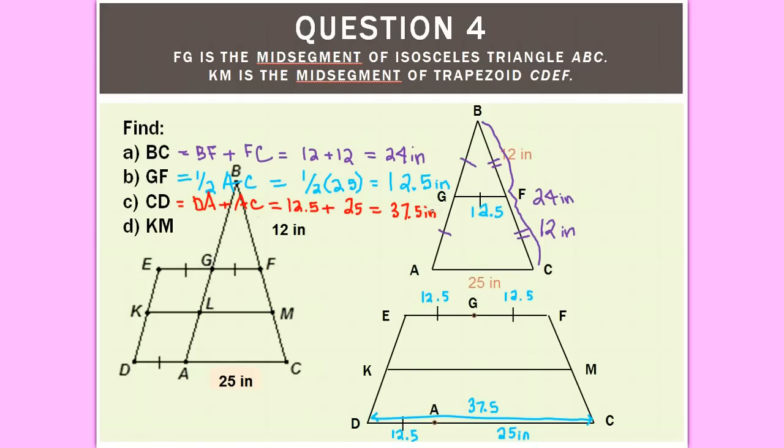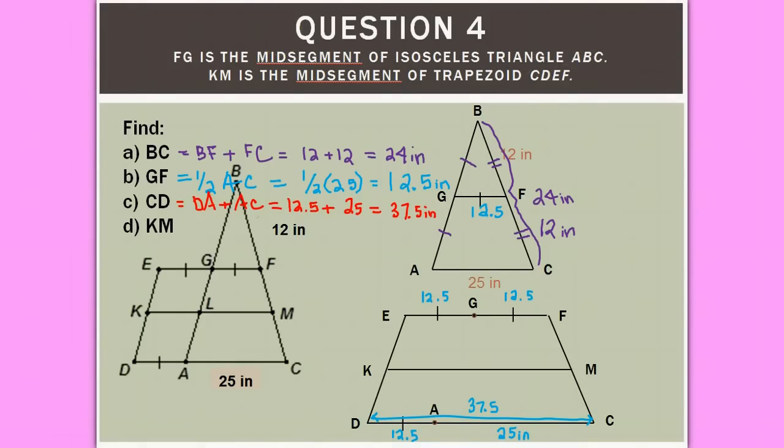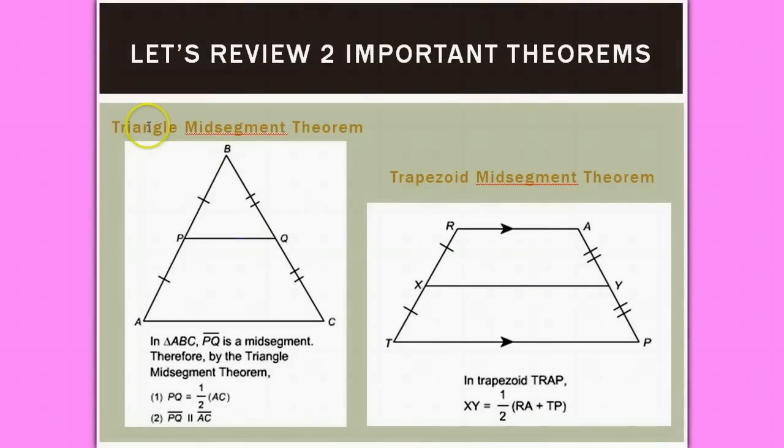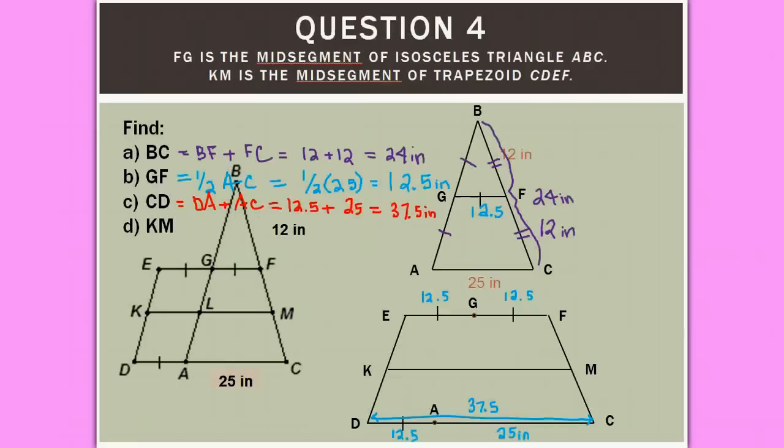KM. Okay, KM, go back up and read. KM, they told us, was the mid-segment of trapezoid CDEF. So if you've been noticing those slides, or this slide when we're going over the triangle mid-segment theorem, there's also a trapezoid mid-segment theorem. So let's take a look at what that says, because we probably want to use it because in the problem it tells us KM is the mid-segment of our trapezoid that we have in our problem. So if we take a look at this trapezoid, it gives us a little equation down here, something that we know about the mid-segment. So XY is the mid-segment of this trapezoid. The equation says if you add the two bases of the trapezoid, RA and TP, and then you take half of that, that's equal to your mid-segment. Okay, so let's go use that.